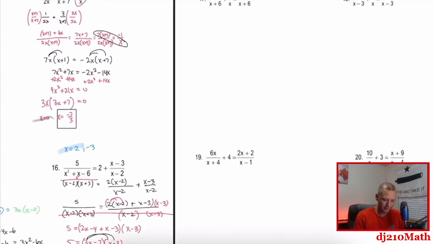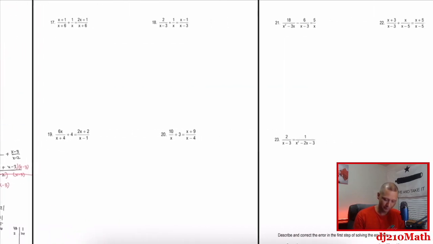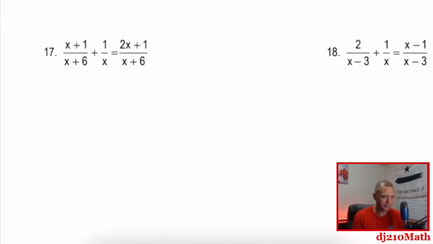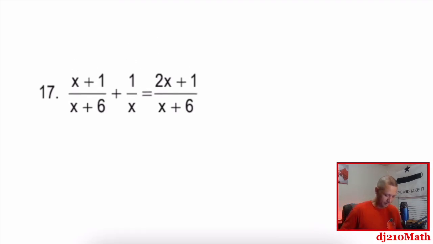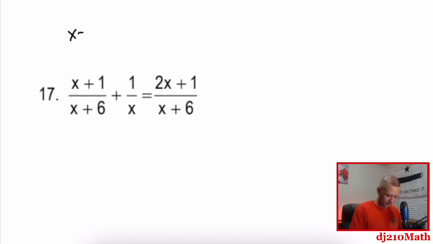Okay, let's keep it moving. We're almost there. We only got like 2 more pages. Oh, okay. So the bad answers: x equals 0 and negative 6.